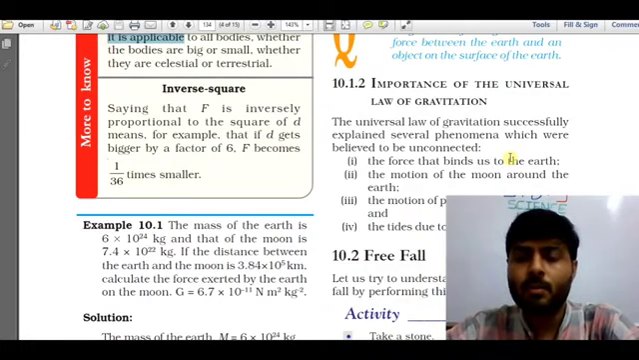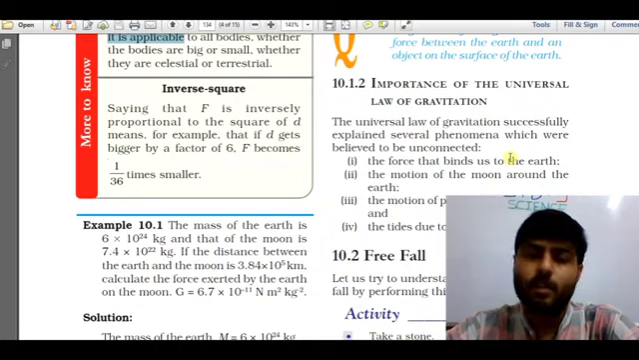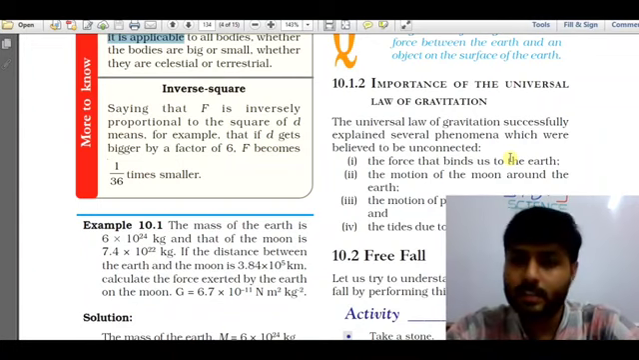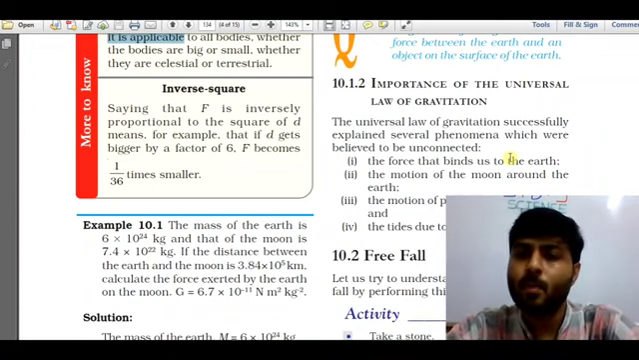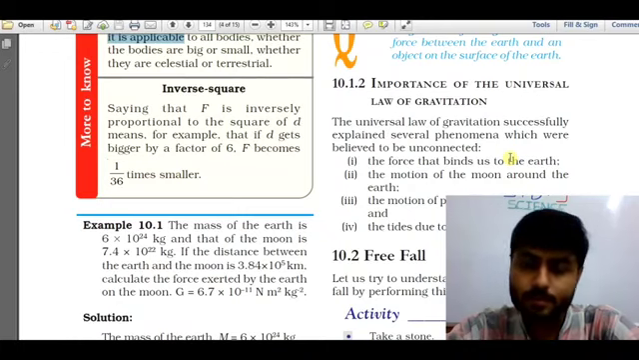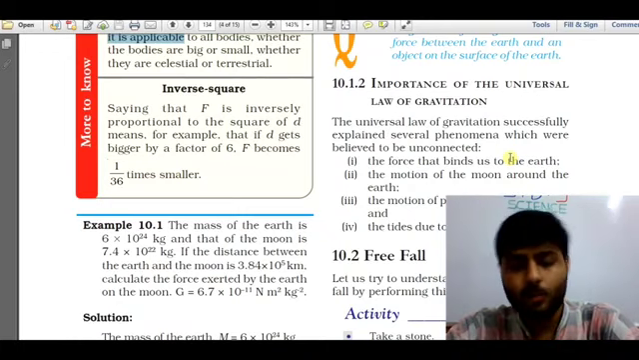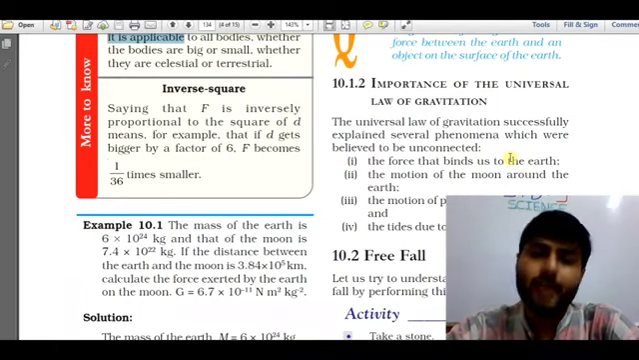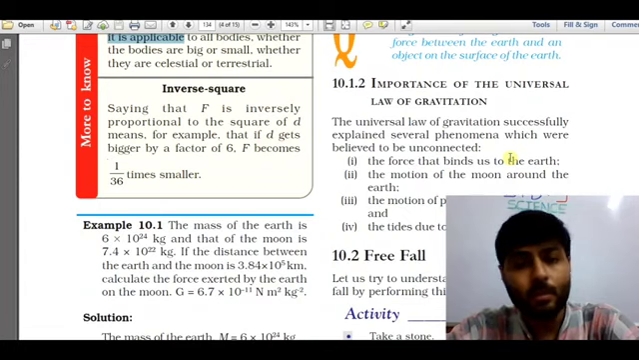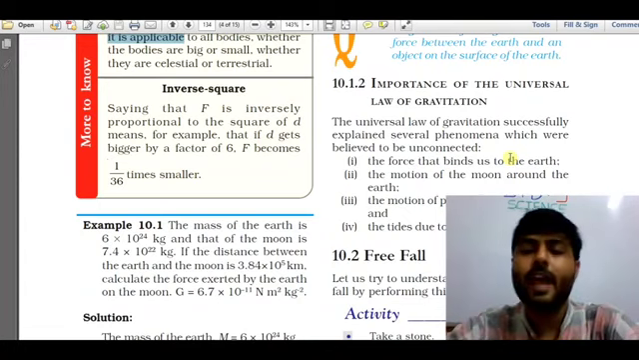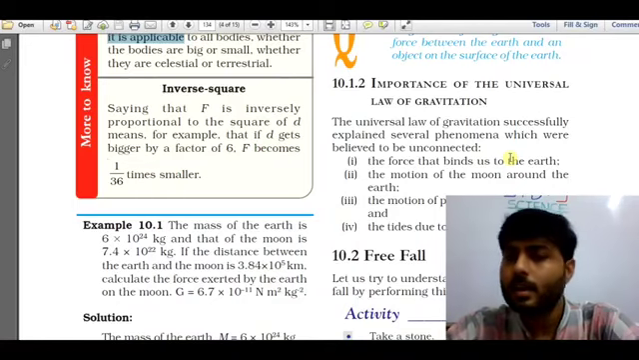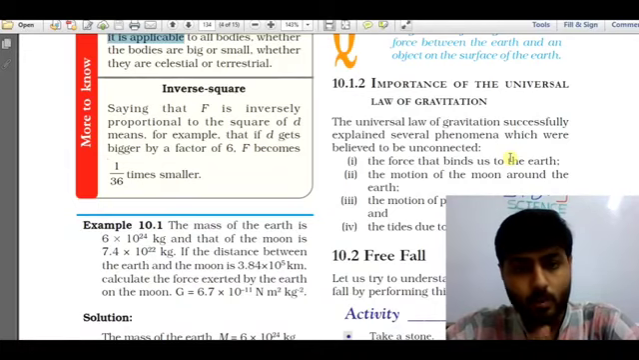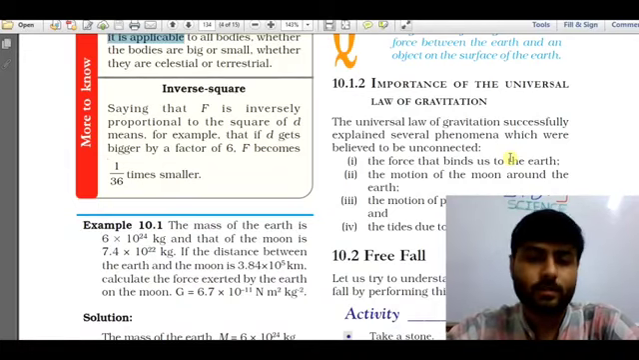The motion of the moon around earth. We know that the moon goes around earth. So here is the answer why the moon goes around the earth. Another same question, the motion of planets around the sun. As there is a motion of the moon around earth, we have motion of other planets around the sun. So it also gives the answer for that question.